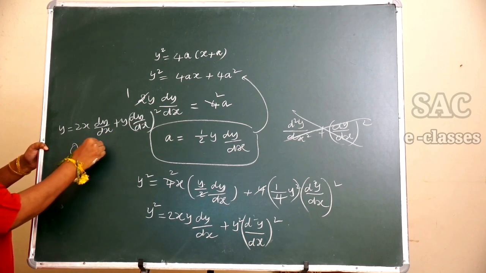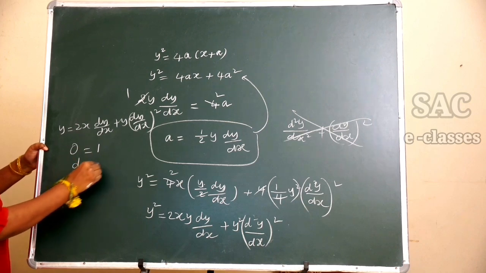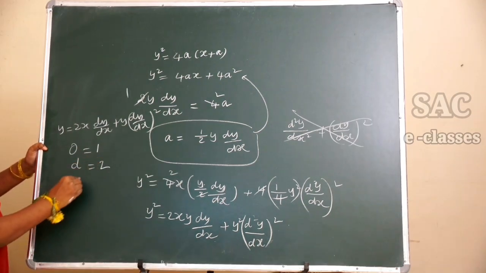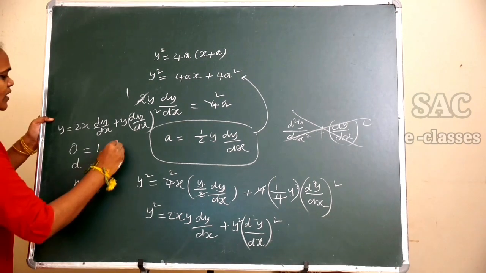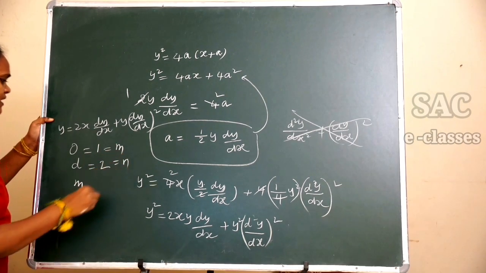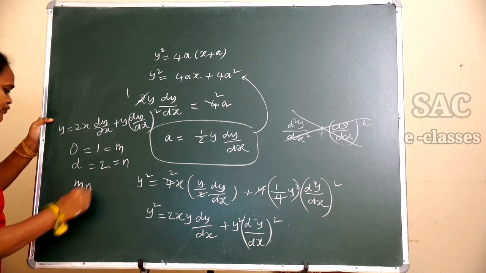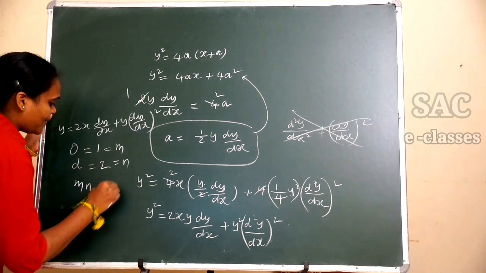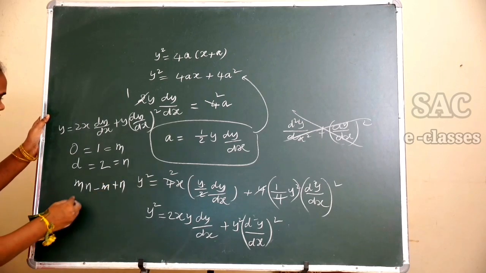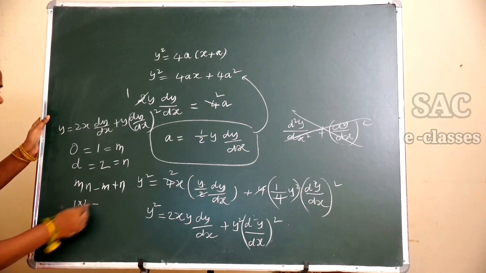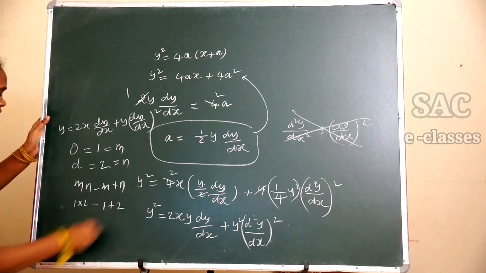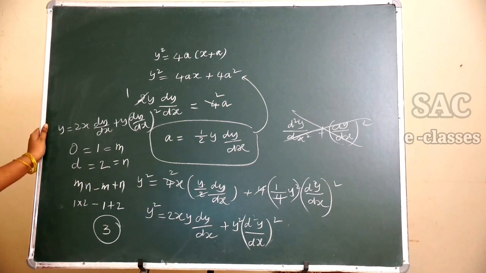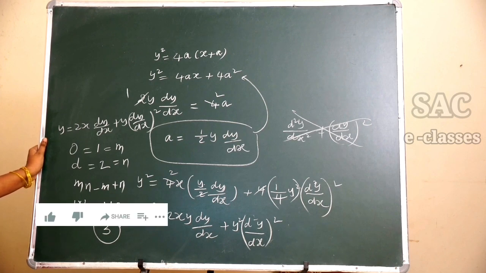Clearly order is equal to 1, degree is equal to 2. They said m and n are the order and degree, so m is 1 and n is 2. They asked you to find mn minus m plus n. So 1 into 2 minus 1 plus 2. Then the answer is 3. In this way we can find it. Let us move to the next problem.